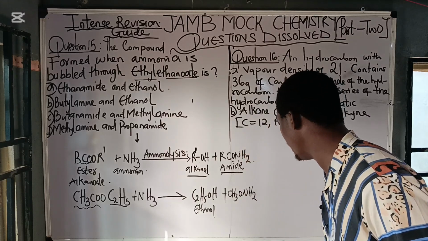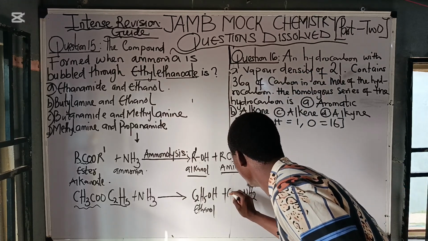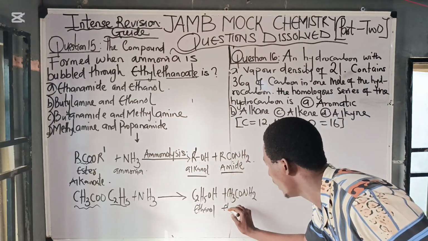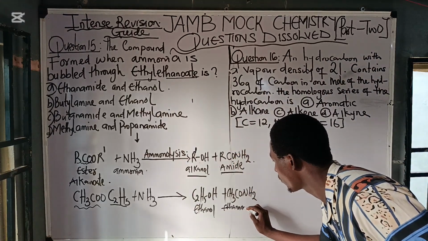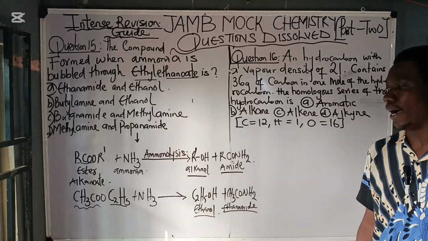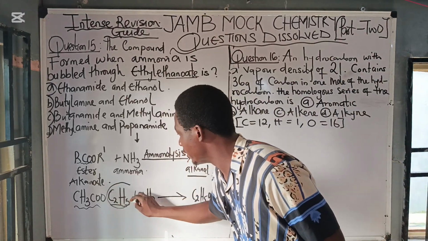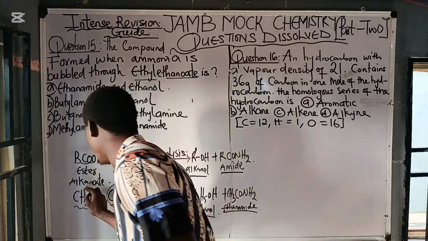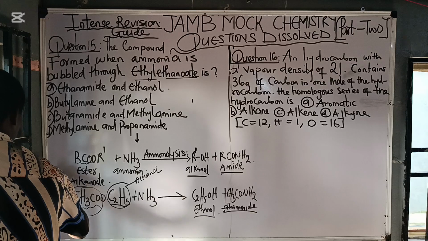CH3CONH2. Are we together? CH3CONH2 is known as ethanamide. It should be noted that you have ethanol and ethanamide. Take note that this one belongs to the alkanol, while this part belongs to the what?